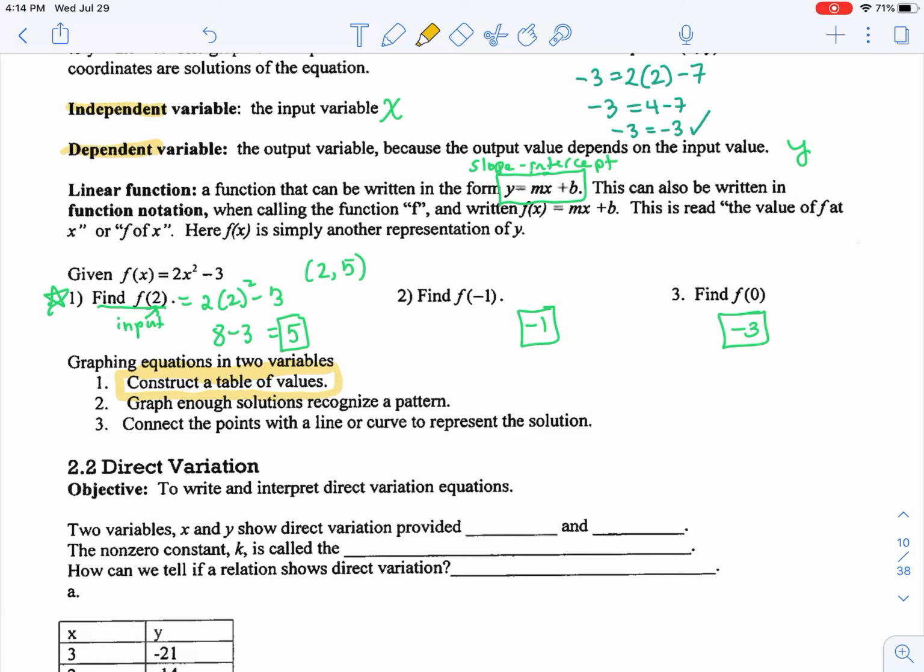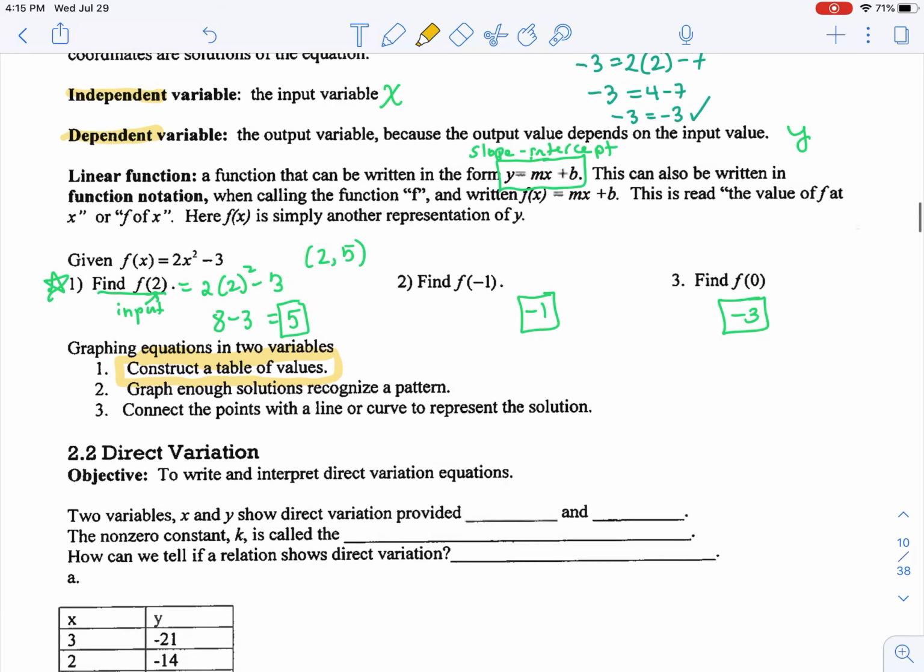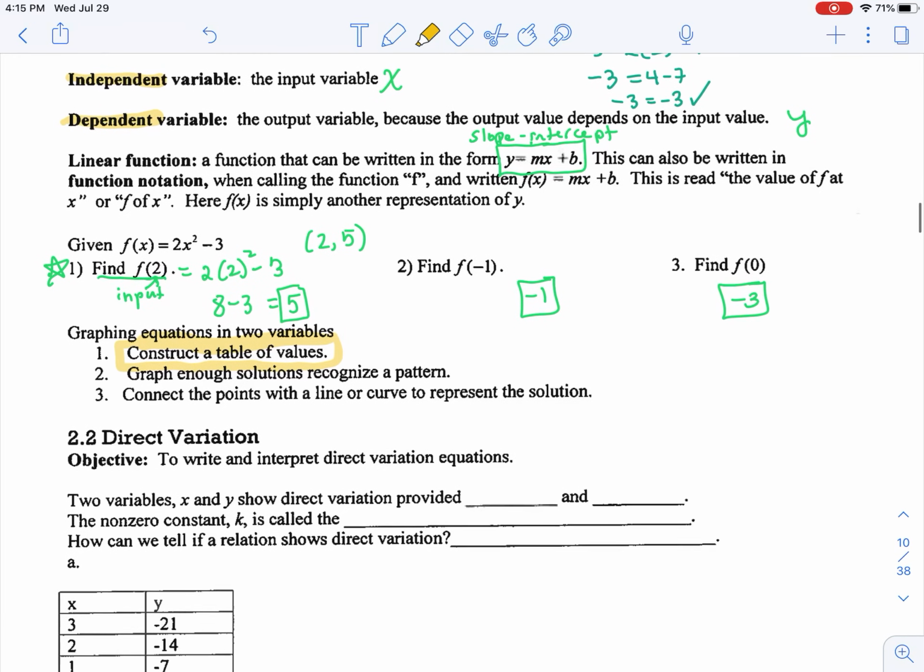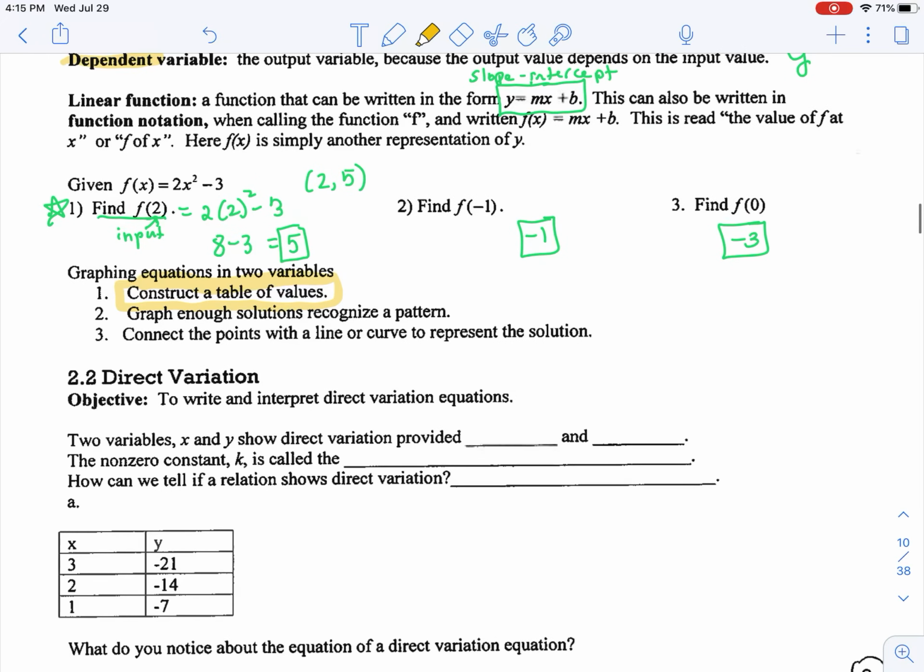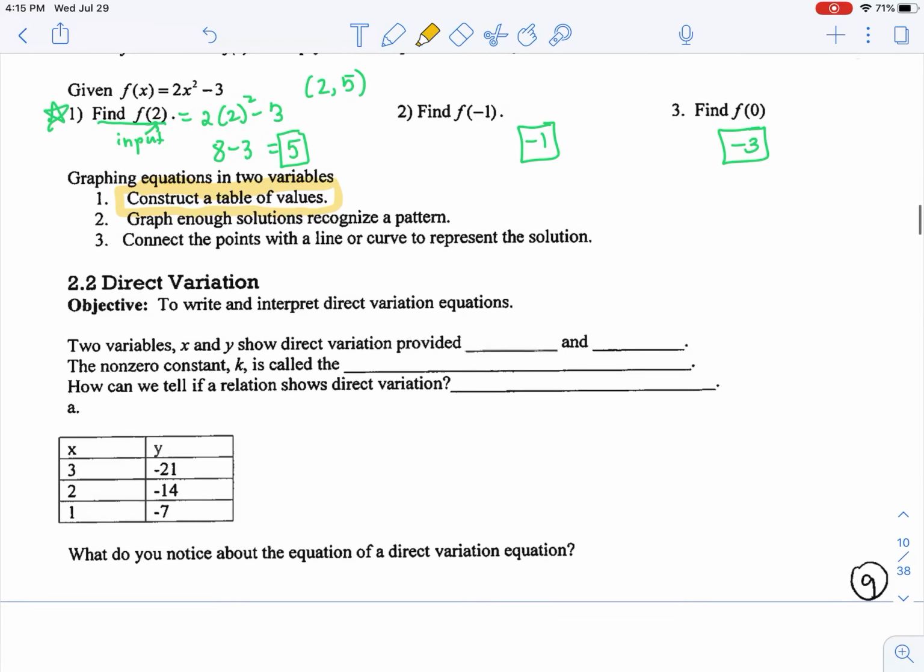You can construct a table of values. Next, you can graph the solutions and see if you get some sort of pattern from it, and then connect the points to make a line or curve. But always, a table of values is what I recommend if you don't remember the fancy strategies that we go over for each particular function family.